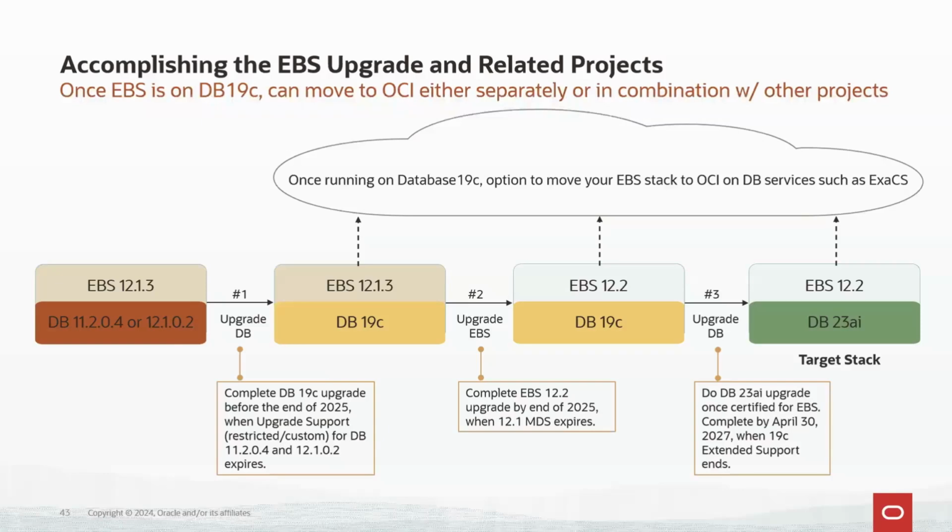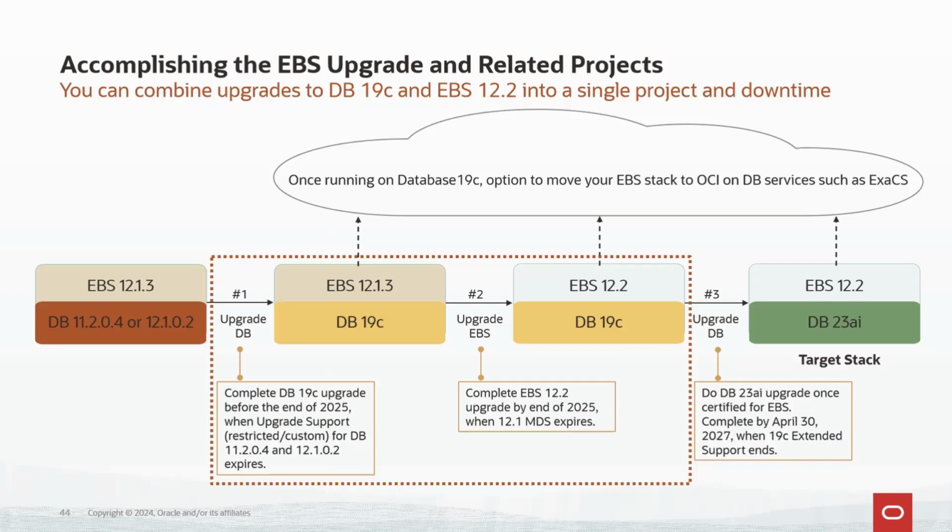What I'm showing here, for example, is that you could combine the move of your eBusiness Suite environment to the cloud with any of these other projects. For example, once you're running eBusiness Suite 12.1.3 on database 19C, you'd be in a position to move your eBusiness Suite environment to the cloud and take advantage of OCI database services such as ExaCS. Or you could combine that move to the cloud with any of the other moves, for example, the move to 12.2 or the move to database 23AI.